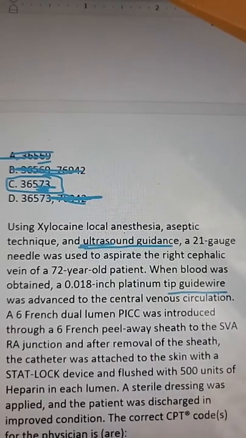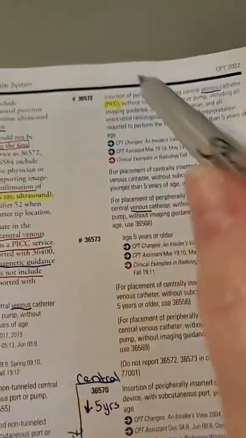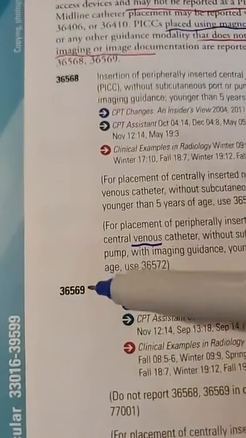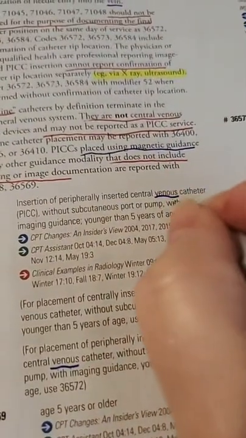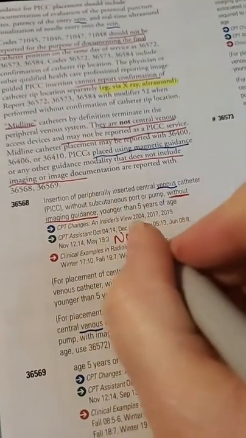Yes, I can repeat it again. I don't have this particular question done in my CPT book because I didn't have this one for the cardiology section workshop. So our 72 and our 73 is the same thing as 68 and 69, except this one, 68, is without imaging guidance. No guide.